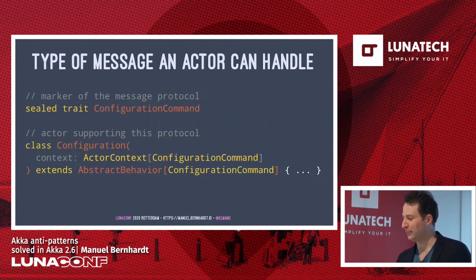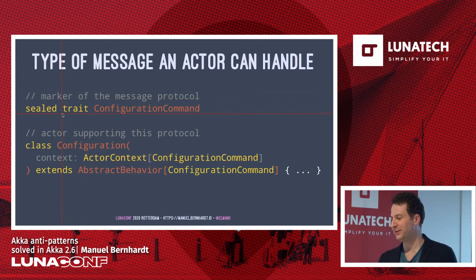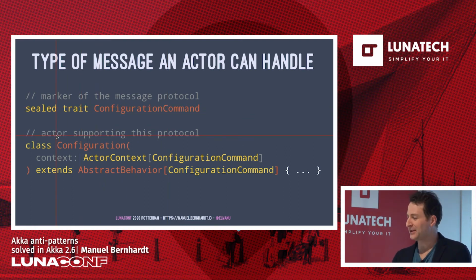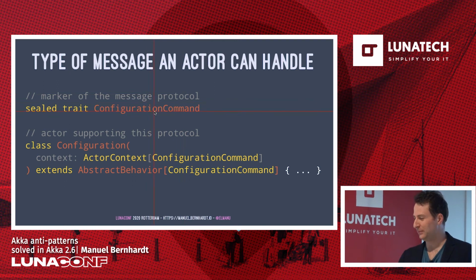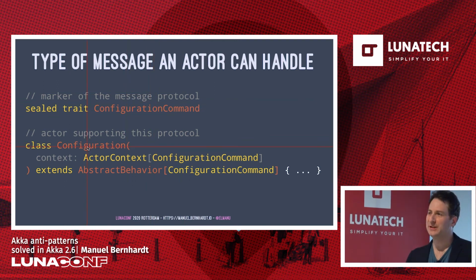So let's look at an example here. This would be the marker trait here, sealed trait ConfigurationCommand. This is a marker trait which tells me what my root protocol is. And then the actor that supports this protocol, I would define when I'm using the object-oriented style of the API by extending the AbstractBehavior of ConfigurationCommand. And I also have to pass in here a context that is also typed. So the thing you notice right away is we have types here.